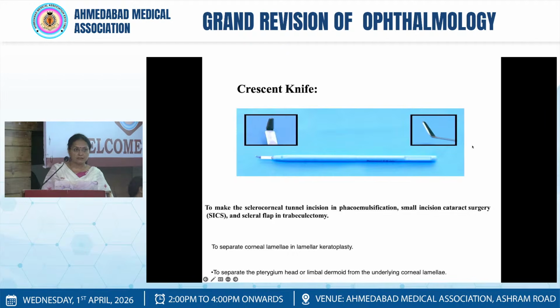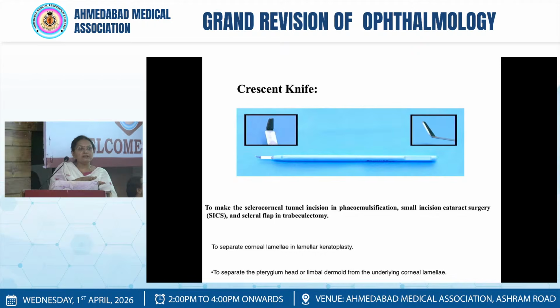See this? On the edges of these two sides, it is sharp, right? So to make the sclerocorneal tunnel, first you make the incision with the number 15 blade, then you have to enter with the crescent knife into the sclera. That should be partial thickness. So scleral dissection like this. Two sides are sharp, so you can do the scleral dissection and go 1 millimeter into the cornea with this.